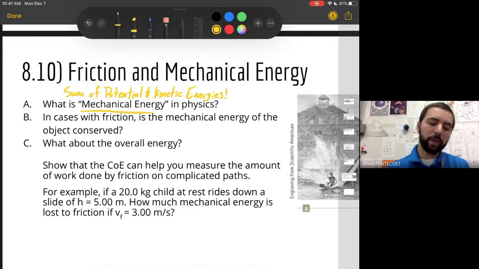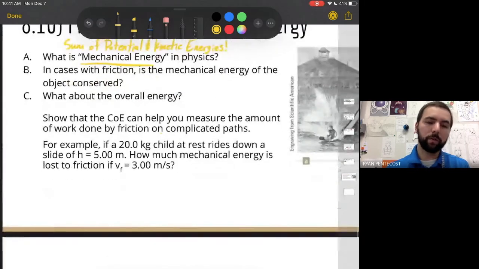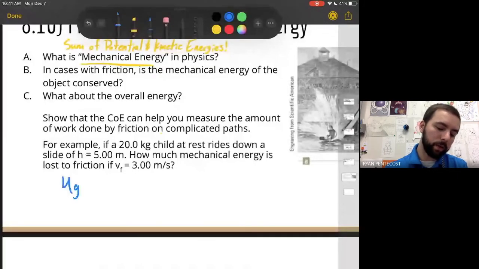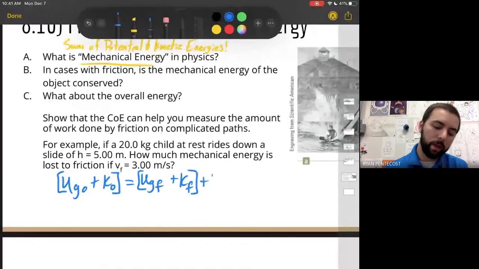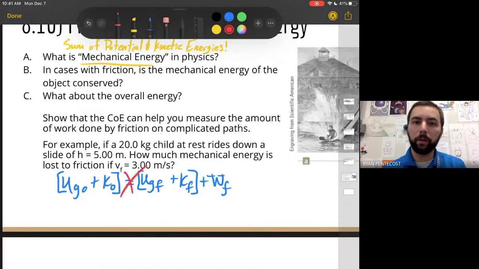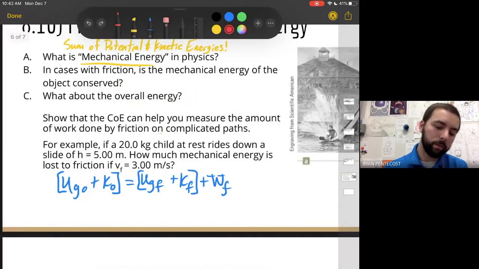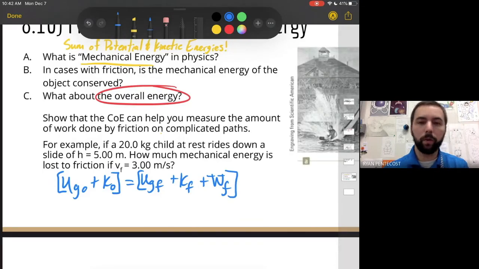Now, in cases with friction, is the mechanical energy of the object conserved? If this is just one object moving and there is friction, then no, right? Let's say we have UG naught plus K naught equals UGF plus KF. If that was the case, then you would say, yes, these are conserved. But then if you have the work of friction taking energy out, the mechanical energies are no longer conserved. Okay? But the overall energy would be conserved. So these would equal each other.